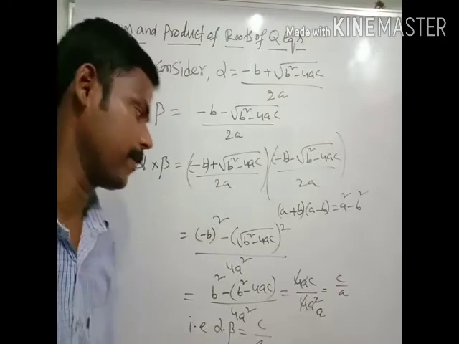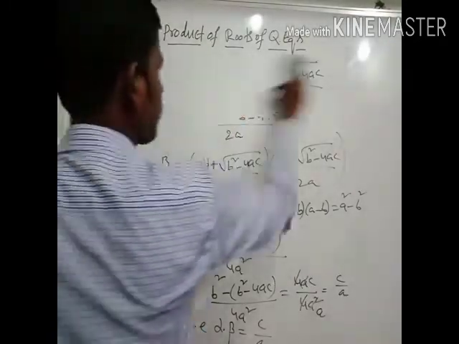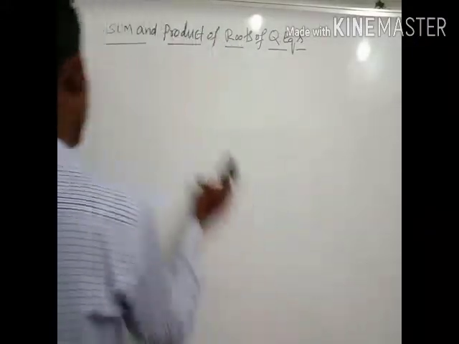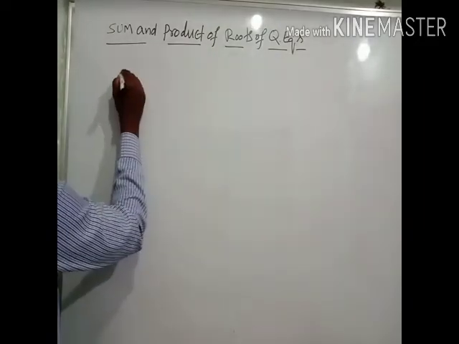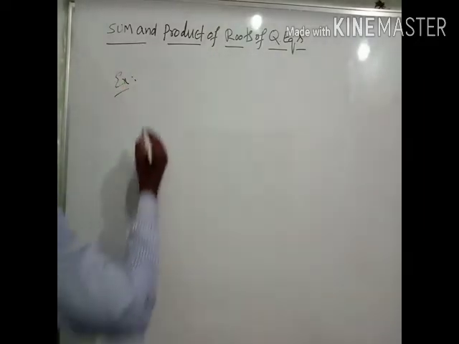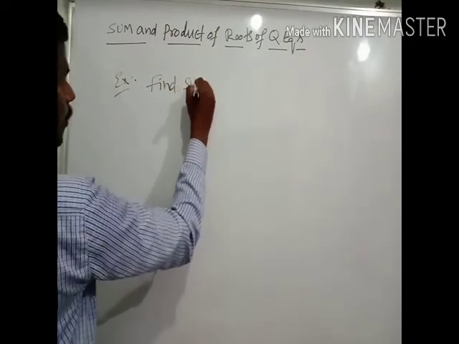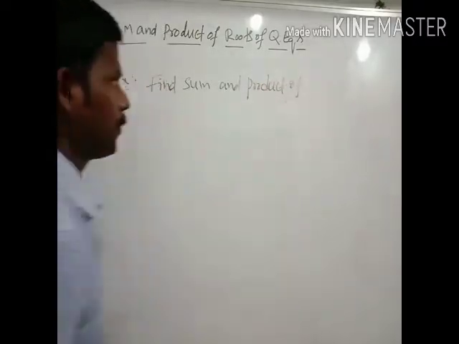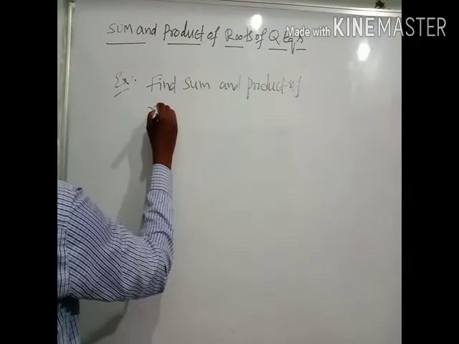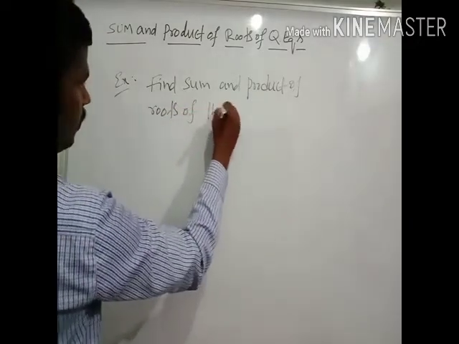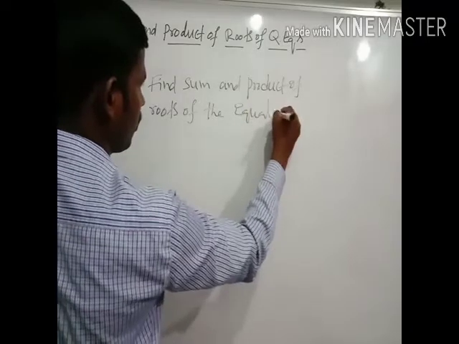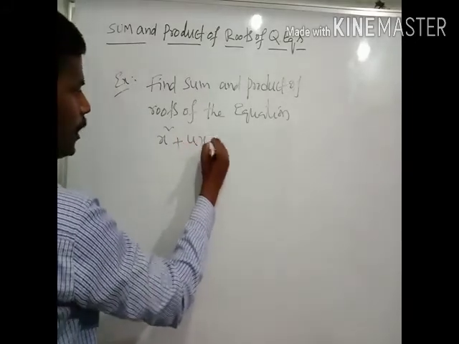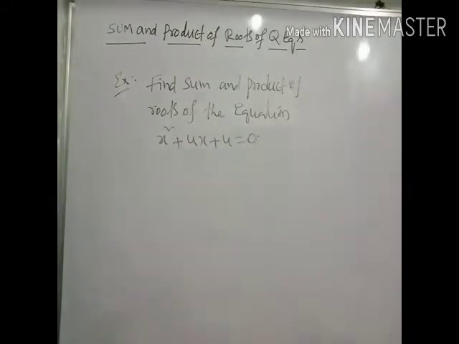Okay children, understand? Next, how to use these formulas to solve problems. So with one example I will solve it. Example: find the sum and product of roots of the equation x square plus 4x plus 4 equal to 0. Now, solution.